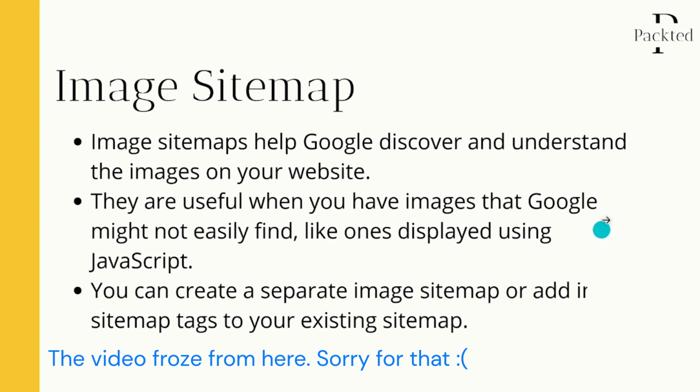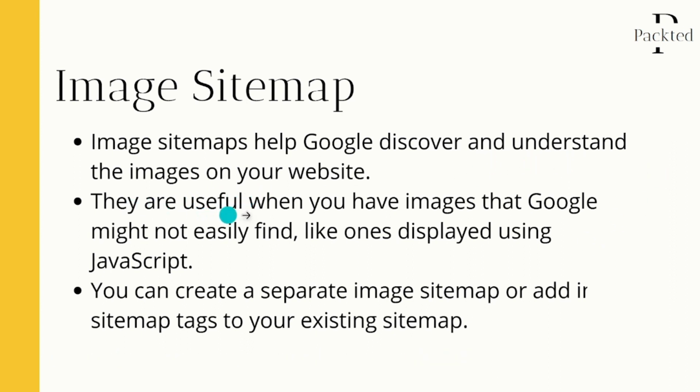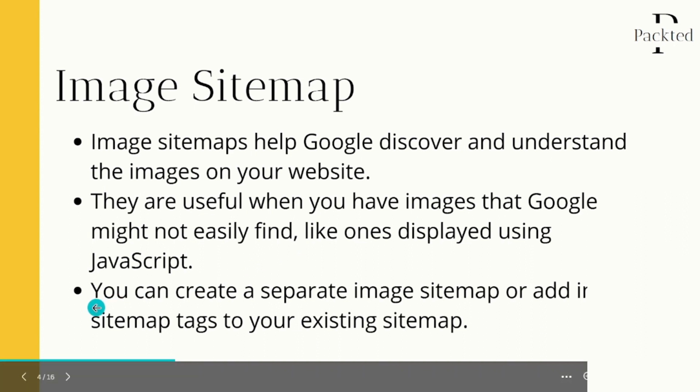Image sitemaps help Google discover and understand the images on your website. They are helpful when you have images that Google might not easily find, like the ones displayed using JavaScript, and you can create a separate image sitemap, or you can add image sitemap tags to your existing sitemap.